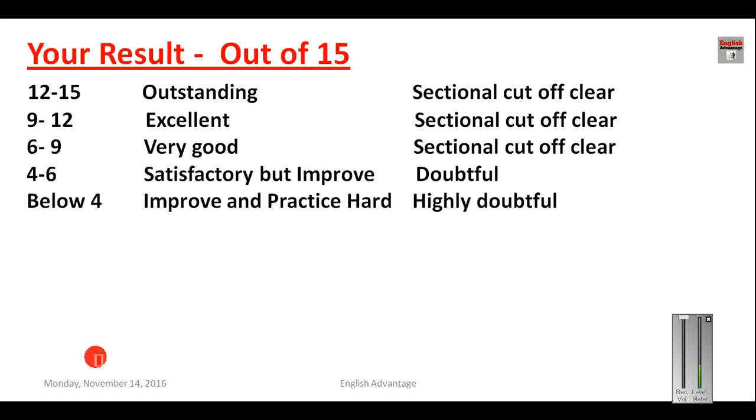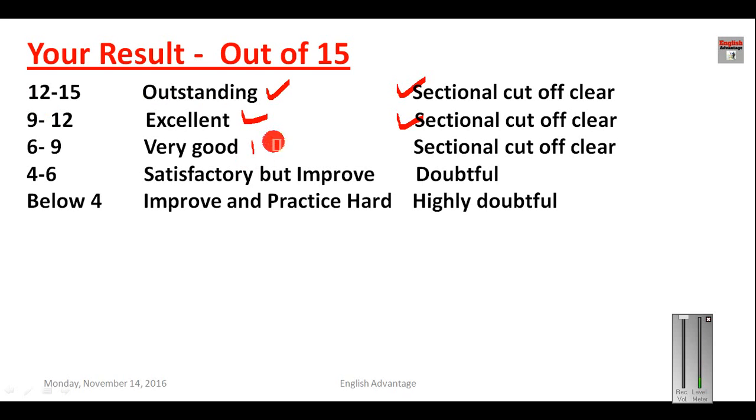So now let us come to the final score. Please add your numbers and whatever score you have reached, please let me know through the comments, and let me tell you your standing in the examination. If you have got 12 to 15 out of 15, your performance is outstanding and you are most likely to clear the sectional cutoff. If you get this much score, your performance is excellent and sectional cutoff will be cleared.